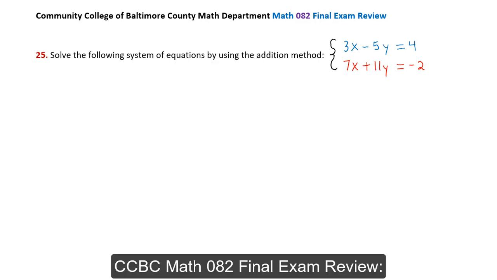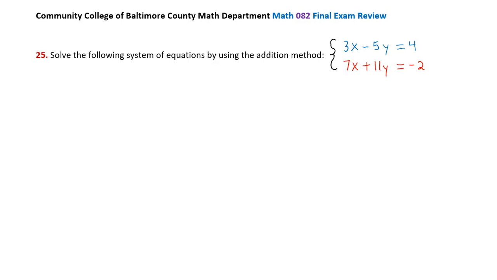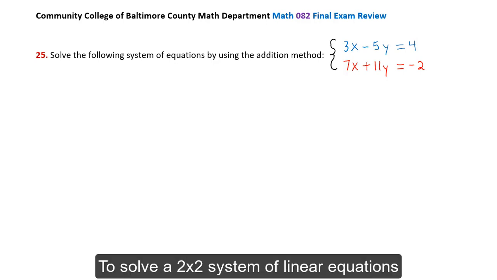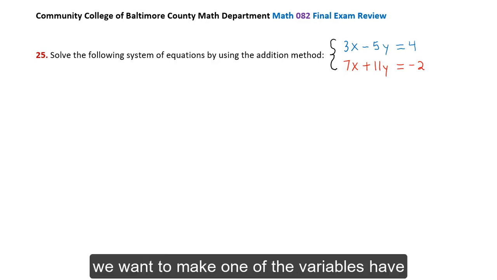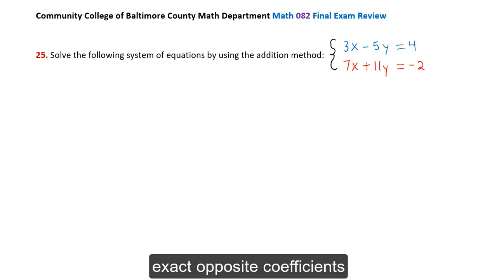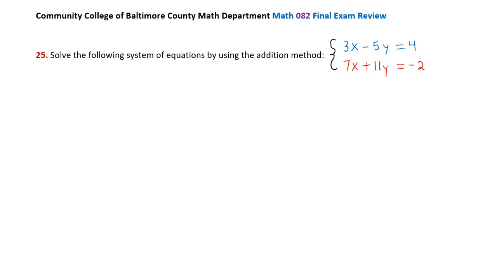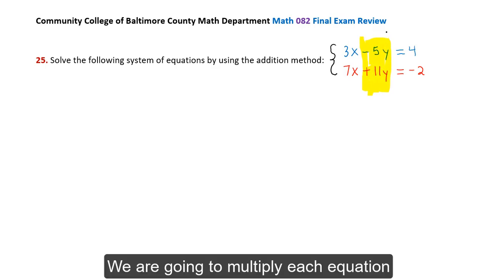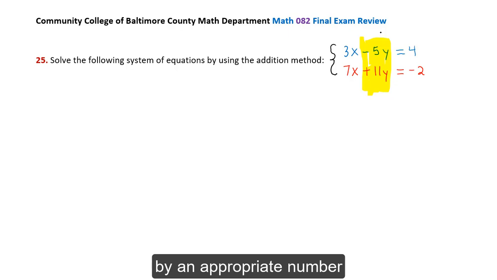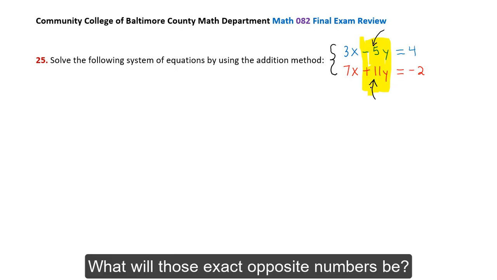CCBC Math 082 Final Exam Review, Problem number 25. To solve a 2x2 system of linear equations by the addition method, we want to make one of the variables have exact opposite coefficients in these two equations. We can pick either variable. Let's pick y. We are going to multiply each equation by an appropriate number to make these coefficients into exact opposites. What will those exact opposite numbers be?